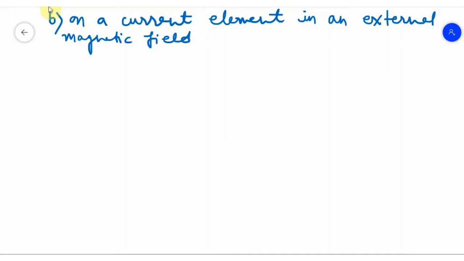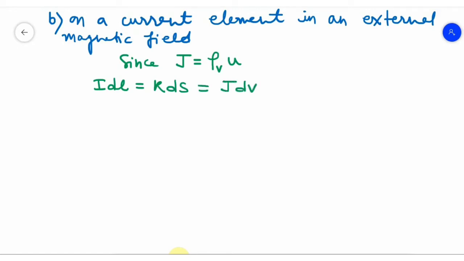So since we know that the current density J can be written as rho V into U. Now the relationship between the current elements is given by what? IDL for the line current, for the surface current it is KDS, and for the volume it is JdV. Let it be equation 1 and let it be equation 2.